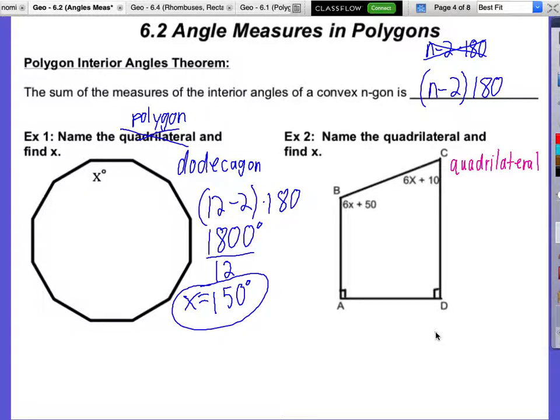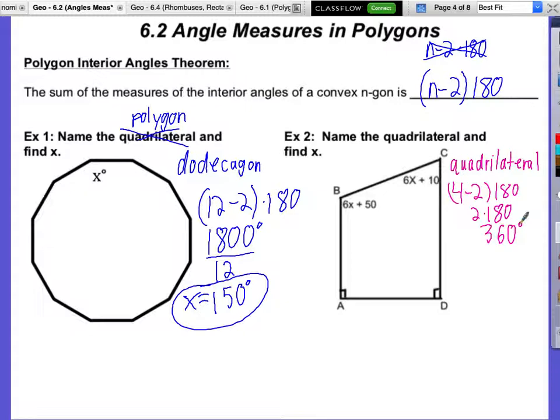What's the sum of the measures of the angles of a quadrilateral? 360. Okay, how could we find that out if we don't have that one memorized? Look in your notes. Could we also plug that into the n minus 2 times 180? If we need to, we could do 4 minus 2 times 180. Get 2 times 180, which is that 360 we talked about. So if we don't remember that a quadrilateral has a total sum of 360, we can still find that out using this.